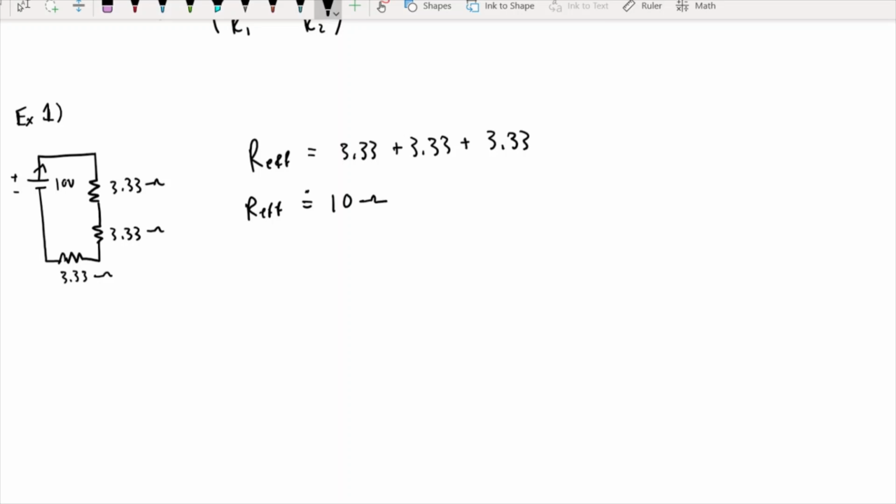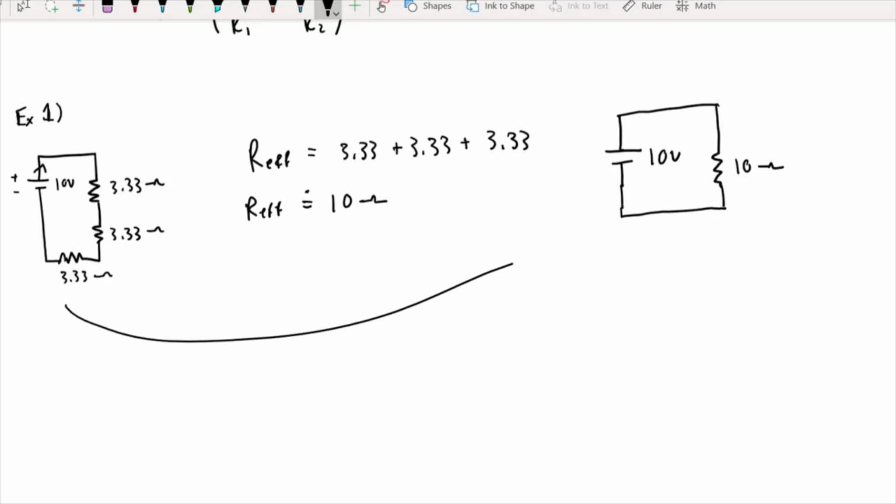Okay, now that we found R effective, what does that mean? What can we do to the circuit now? Well, we can redraw the circuit as one resistance with a voltage source. So you have your 10 volts up there, and we could redraw 10 ohms. We could go from what we had up here all the way to this.